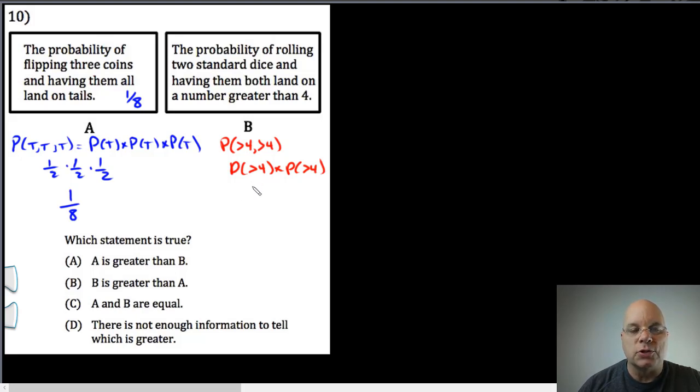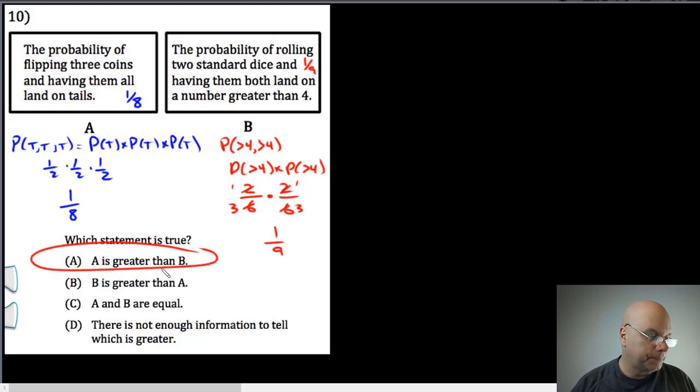So the two favorable outcomes are the 5 and the 6. So we have 2 favorable outcomes out of 6 possible outcomes, multiplied by, again, 2/6. Those are independent events. Each of these simplifies to a third, so we get 1/9. 1/8 is greater than 1/9, so A is greater than B.